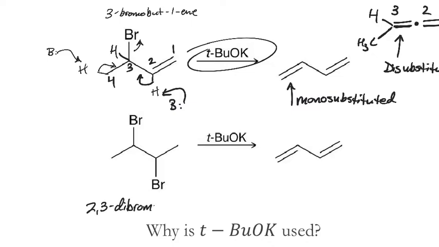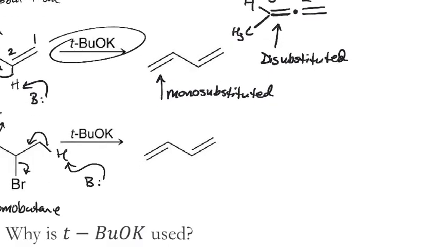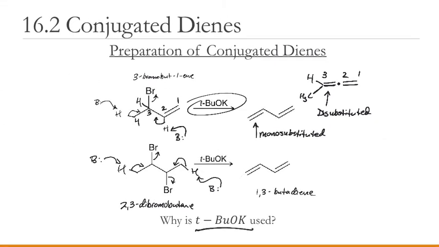So we could take the 3-bromobut-1-ene, or we could take 2,3-dibromobutane. And again, potassium tert-butoxide, you've got hydrogens at these terminal positions. So one base will remove that bromine, another base molecule will remove the other bromine to make, in this case, they're both the same molecule. So this is 1,3-butadiene. Why is potassium tert-butoxide used? I already mentioned that. It's to enforce the deprotonation or the elimination from the terminal position.